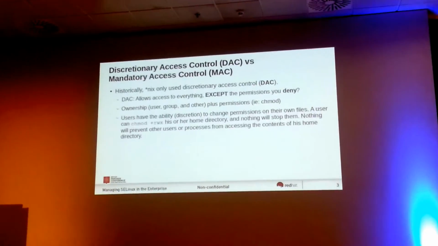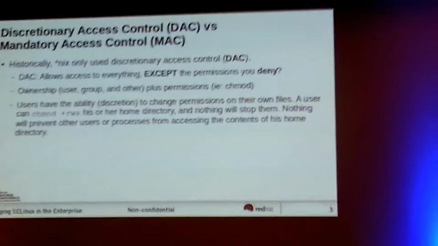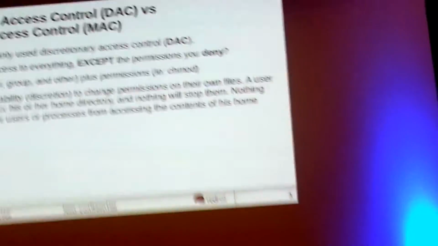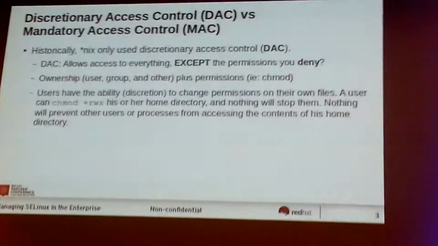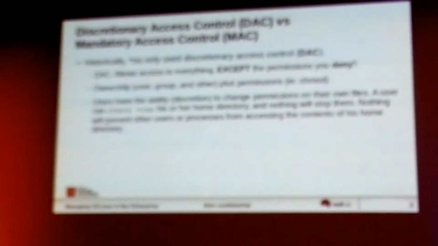So, discretionary access control versus mandatory access control. Discretionary access control, DAC, is the access control you've seen in Unix systems for 30 years. So file permissions, things like your chmod 755, 644, these sorts of things. These are file permissions in all Unix systems, but they are discretionary access control.